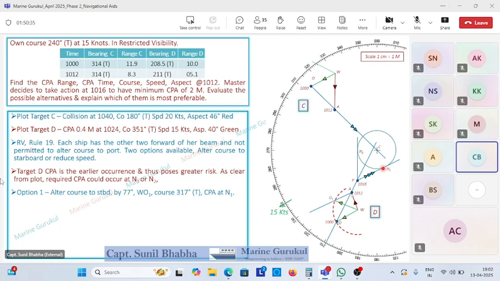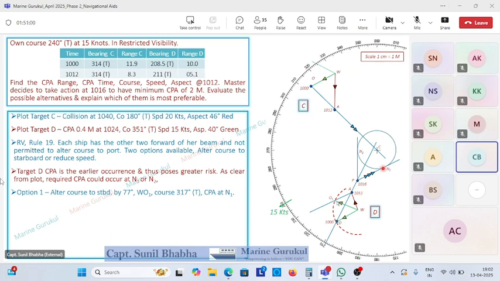So the change in speed option in this particular case is not available to us at all. The WO vector, the green color vector which we have, even if you reduce the magnitude of the WO vector, the line of approach does not intersect the WO vector at any point. So this is the only option, alteration of course to starboard in this particular scenario.